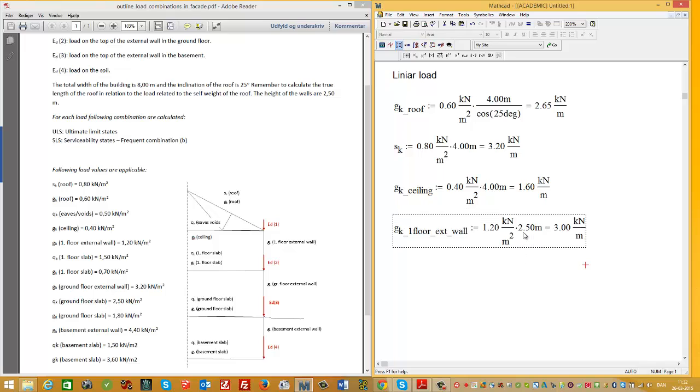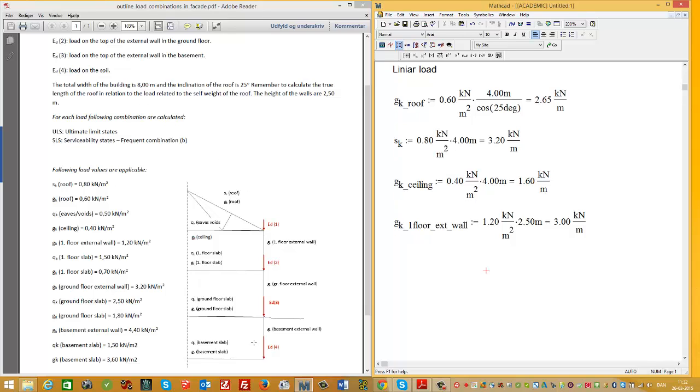This is basically how you convert from square meter load to linear load. You multiply it with the load widths, and for the self weight of the roof, you need to have the diagonal length. For the ceiling and the floors, you simply just take the load width as 4 meter, the half of 8 meter.